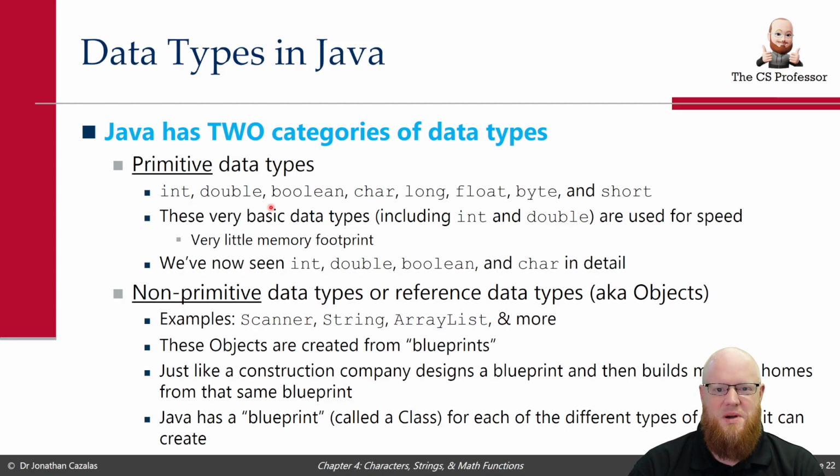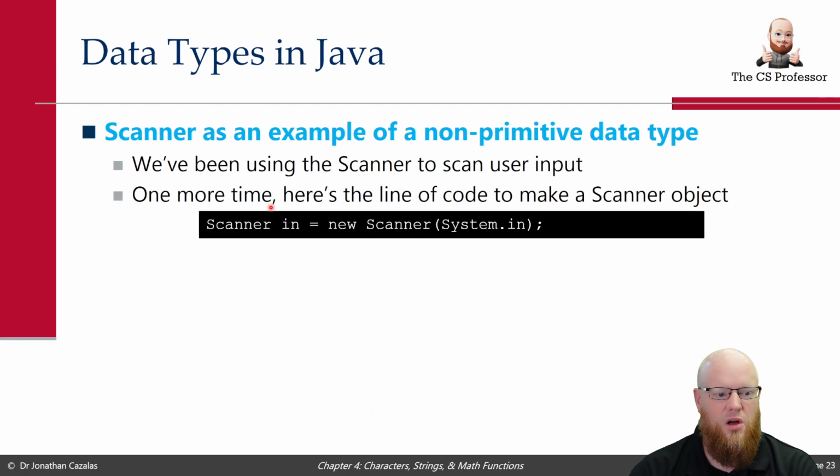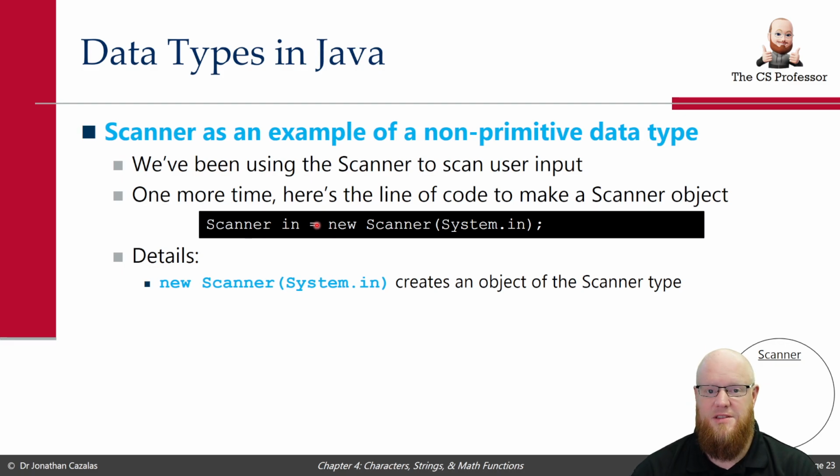Now, the blueprint is my word because it makes sense. It's something we can all understand. We've heard that term before. A blueprint in Java is called a class. So one more time, a blueprint in Java is called a class. And let's look at the Scanner as an example we've already seen of a non-primitive data type. And we see here, this is an assignment statement that we will once again break down. What is that assignment statement doing?